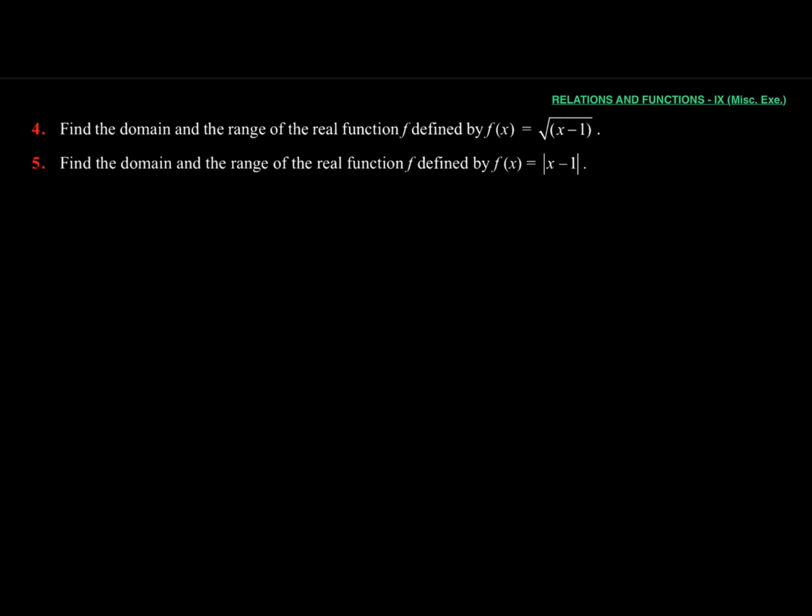Towards the next question, find the domain and the range of the real function f defined by f of x is equal to the square root of x minus 1. So this is question number 4. Here we are given a function f of x equal to the square root of x minus 1. In order to find the domain and the range of this function, let us plug in different values of x and see what happens.